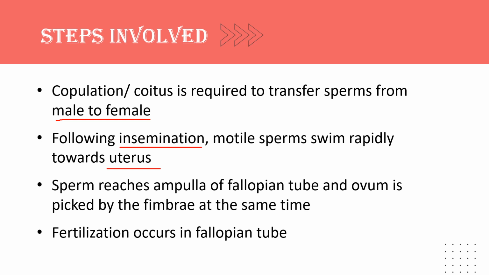By the time the sperm reaches the ampulla of the fallopian tube, if the process is synchronized, the ovum is also released at the same time and is picked up by the fimbria of the fallopian tube. Fertilization, that is syngamy or fusion of male and female gametes, takes place in the fallopian tube.